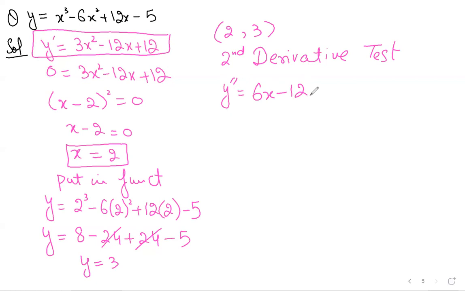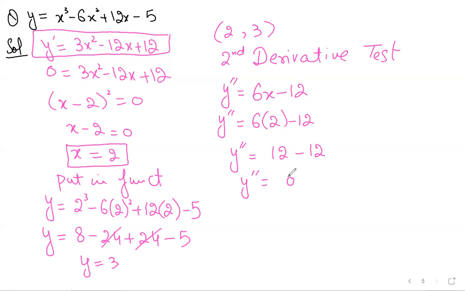Now I have a variable here again. It's bothering me because I don't want any variable left. So I have to put my value of x here. So it will be y double prime equals 6 times 2 minus 12. Now if I solve it, I get 12 minus 12, which is actually equal to 0.